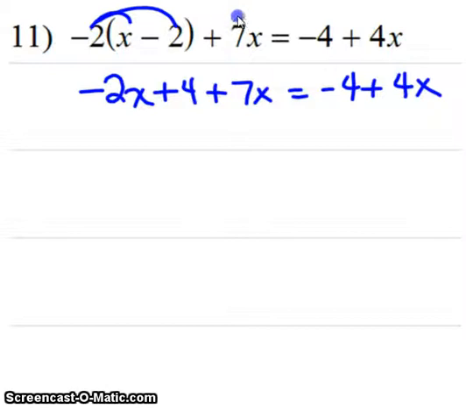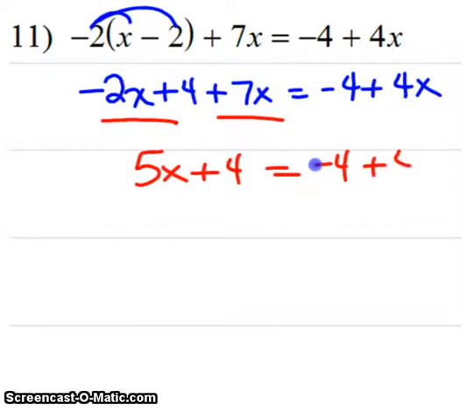Okay, now we need to look at the left and right side to determine if there is anything we can combine. We're going to combine like terms. So I have negative 2x on the left side plus 7x on the right side. When I combine those, that combines to 5x. Bring down the plus 4. Bring down the terms on the right side.